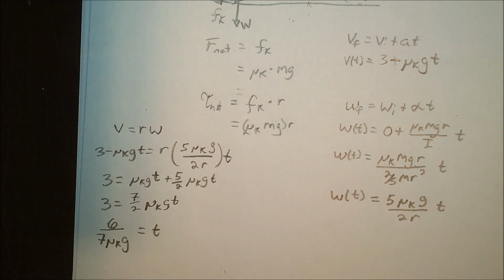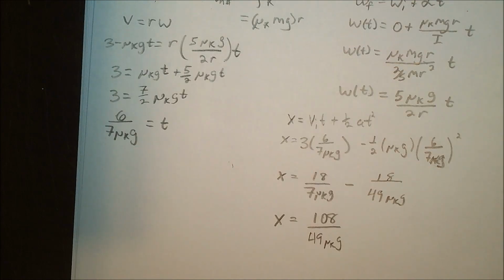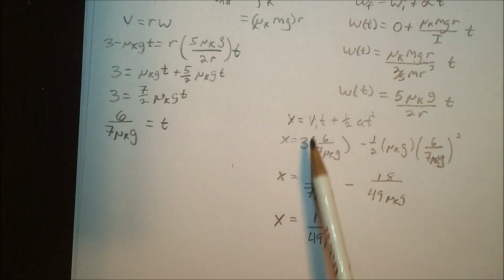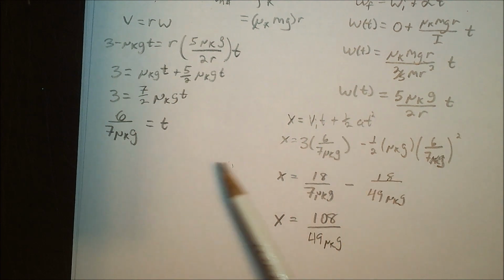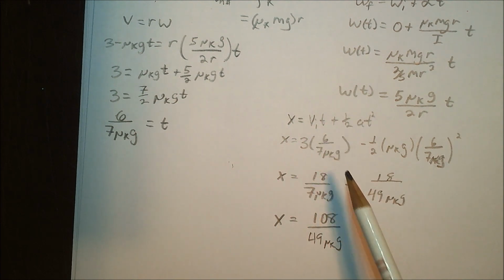And then finally determine how far the ball travels while it's slipping and rolling. So go ahead and do that and pause the video. Okay, so then I use x equals Vi t plus 1/2 a t squared to figure out the distance. So Vi is 3, the time we found over here, so 6 over 7 mu k g. And it's actually slowing down.